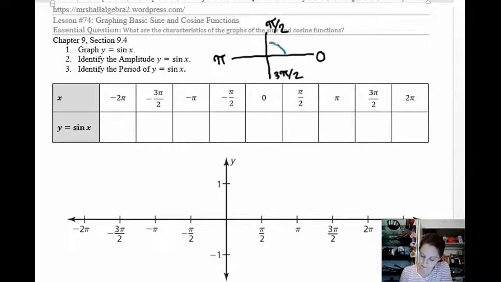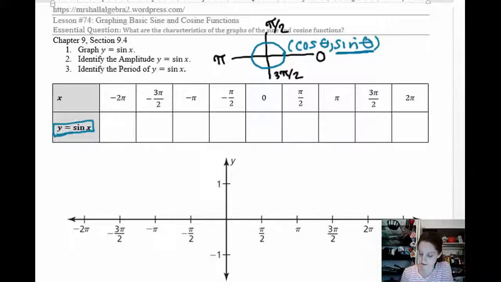And I'll draw my little unit circle and remind myself that it is cosine of theta, comma, sine of theta. So when I'm evaluating y equals sine of x, I am looking for the y value. Sine is the y value. And so let's begin at 0.